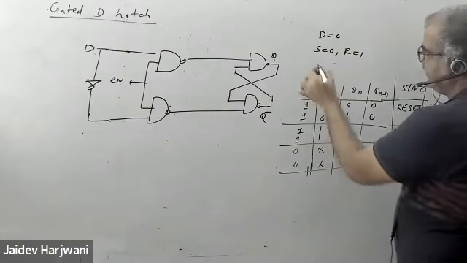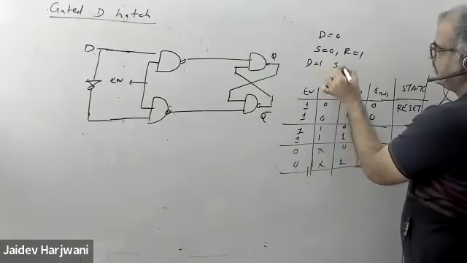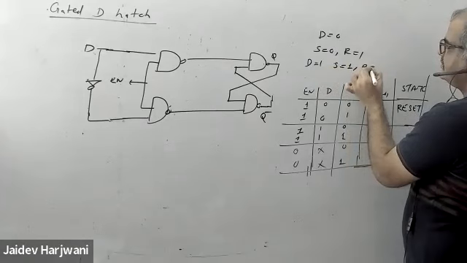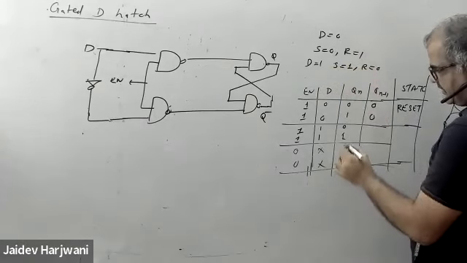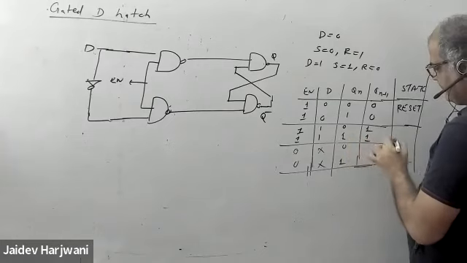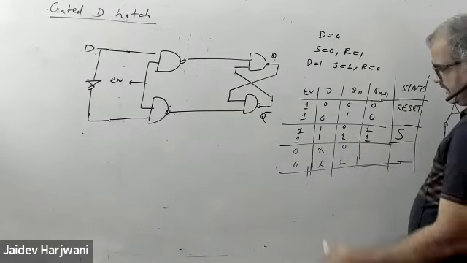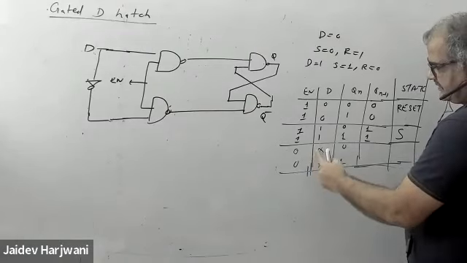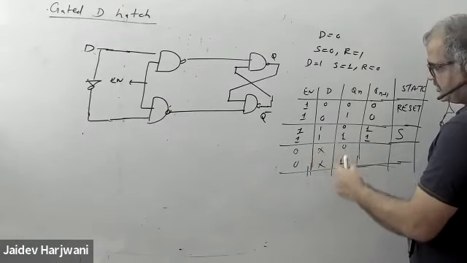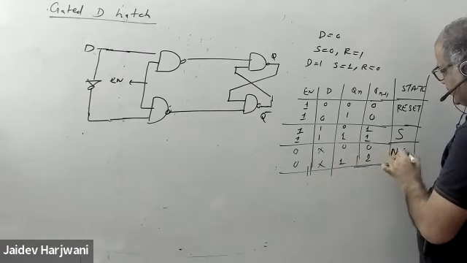Now when D equals 1, that means S is 1 and R is 0. 1 0 is a set state. So 0 will go to 1, similarly 1 remains 1. This is your set state. And with enable 0, the input becomes ineffective. That is the no change condition. So if it is 0, it will be 0, and 1 will be 1.